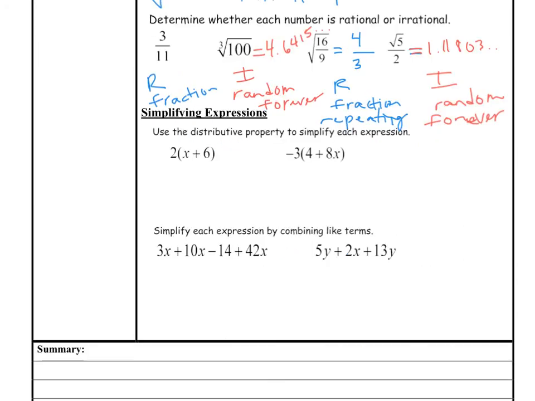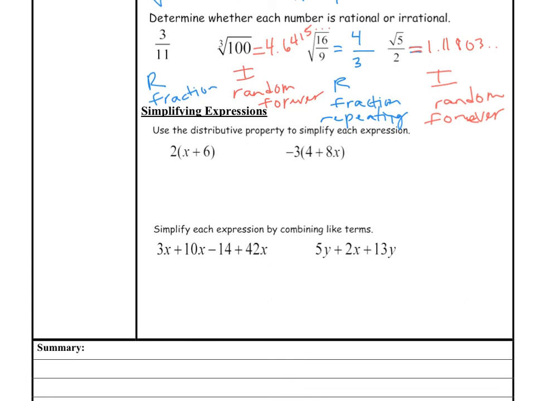Last thing for today is simplifying expressions. We're going to talk about distribution and combining like terms. Distribution: we multiply what's on the outside of the parentheses to both things that are on the inside. So this would be 2 times x, which would be 2x, and 2 times 6, which is 12. So it becomes 2x plus 12. I don't have any like terms to combine, so I'm done.